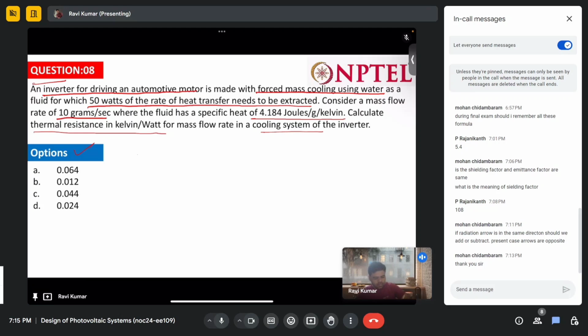Here we have an important term like dm by dt, that is the mass flow. It is equal to 10 gram per second. Then what else is given? Specific heat capacity, 4.184 joule per gram per Kelvin. And then the heat transfer Q is already given as 51. But we don't require this Q. We can solve it without Q as well. We have a simple formula for this.